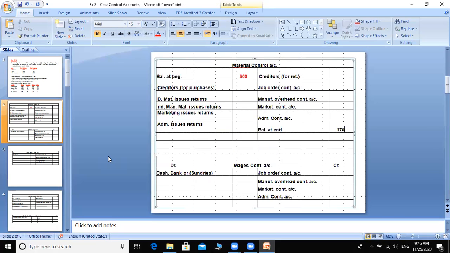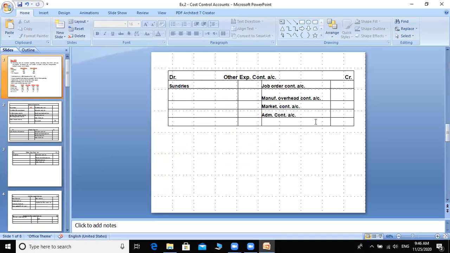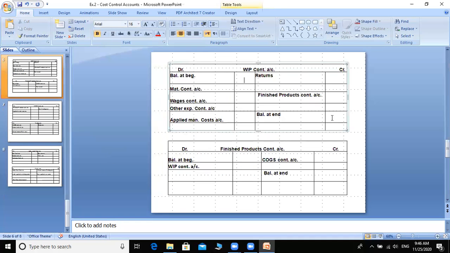No problem. Again, 500 and 170. The work in process 500 and 450. Work in process account 500 at beginning, 450 at end.